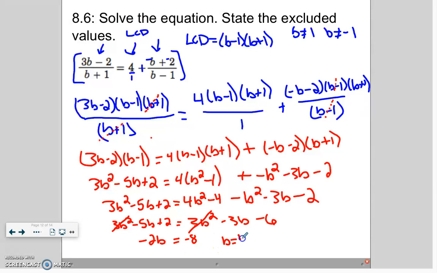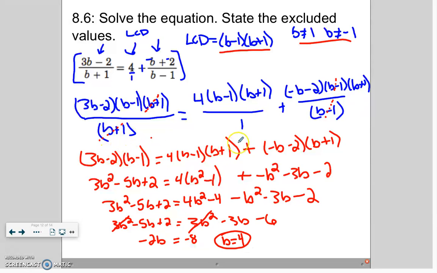B is then equal to 4. This is my solution after I did the clearing method, the LCD left me with the answer b equals 4. The only answer that makes this rational equation equal to this expression. And the only thing we have to double check is to make sure that this answer does not match our excluded values. And since this is not the same as that, we're done. This is our nice, good answer.